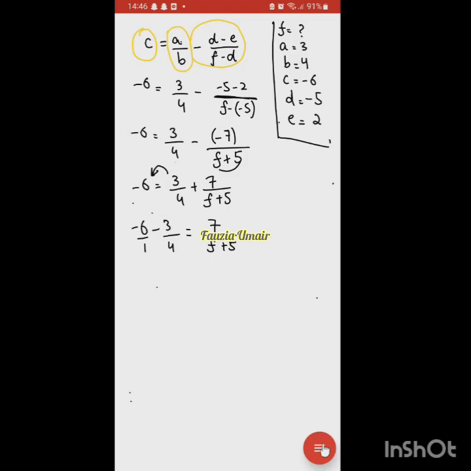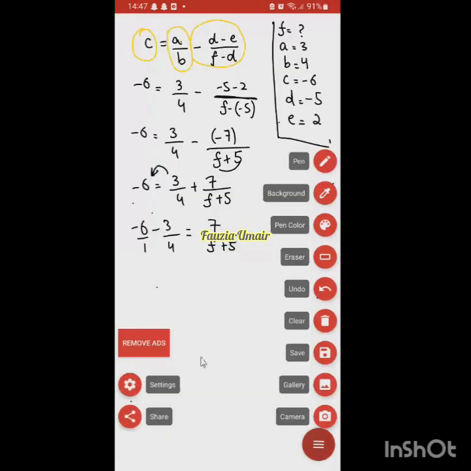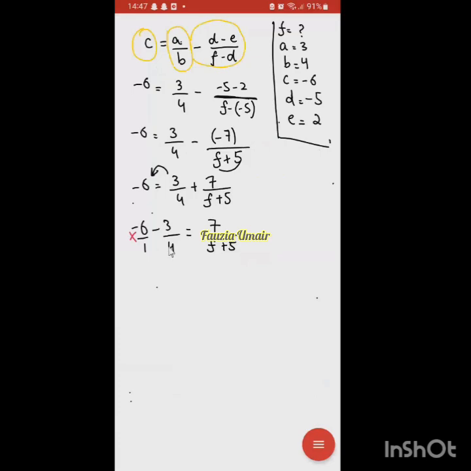Now what to do? We need to make the denominator the same, because we have to add these two. So this denominator is 4. So we will multiply this with 4. So what will this fraction be now after multiplying with 4? 4 by 4. Very good. -24/4 is equal to 7 by f plus 5.